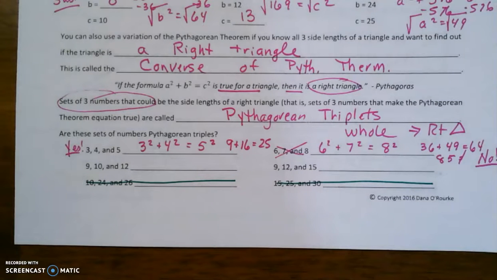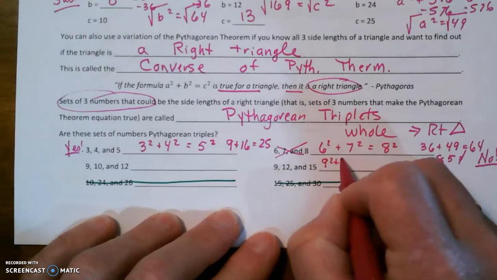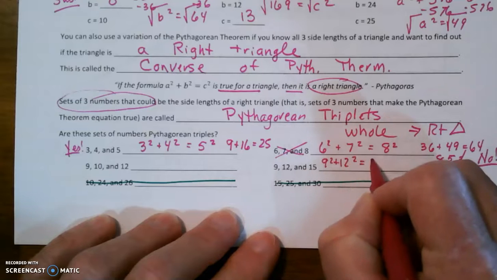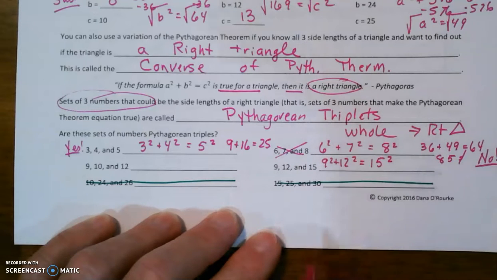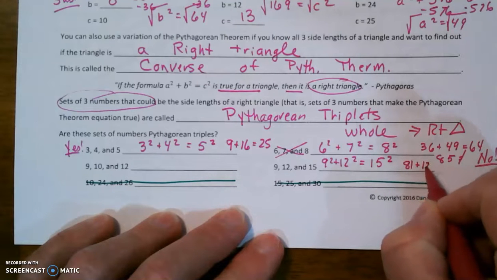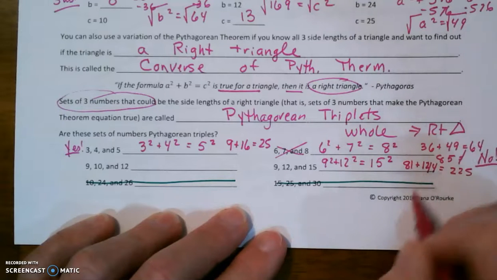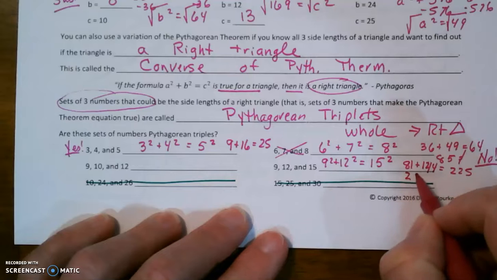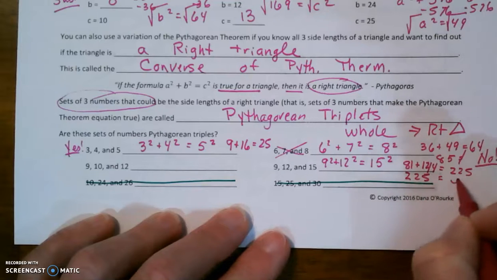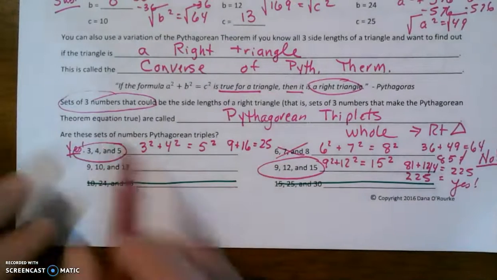Okay, we're going to do one more that is a yes. We're not going to go through all of these. Let's do 9 squared plus 12 squared. Does that equal 15 squared? So 9 squared is 81, 12 squared is 144, 15 squared is 225. Does 81 plus 144 equal 225? In fact, yes it does. So this is another Pythagorean triplet.